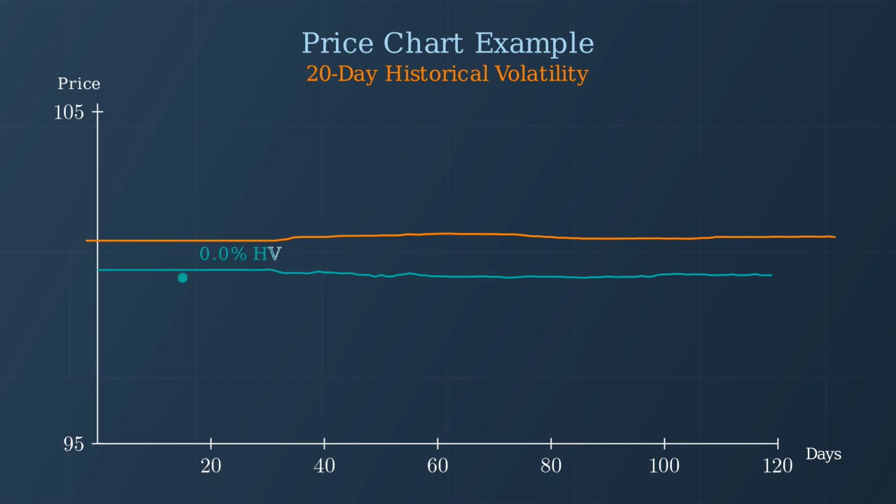Traders analyze historical volatility to identify unusual levels. Here we can see a period of low volatility with an HV of about 12%, followed by a spike to nearly 30% during the high volatility phase.